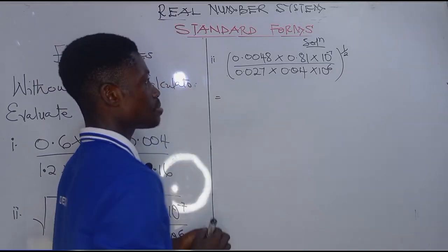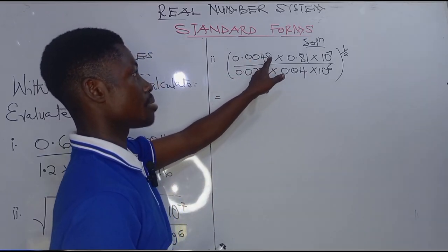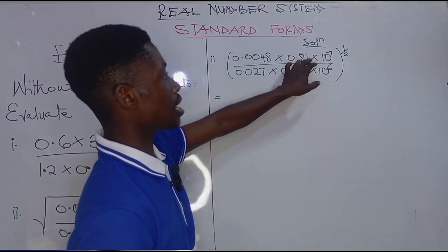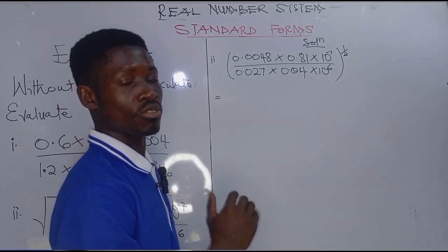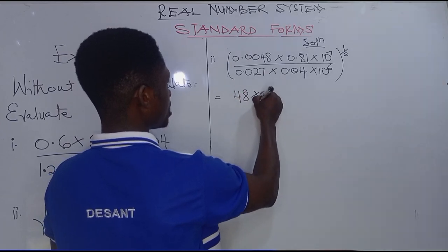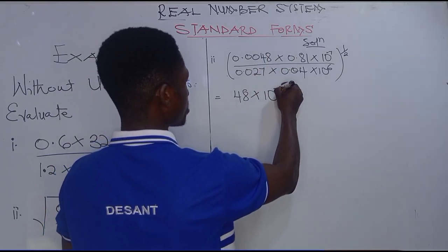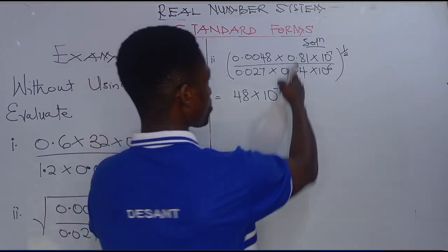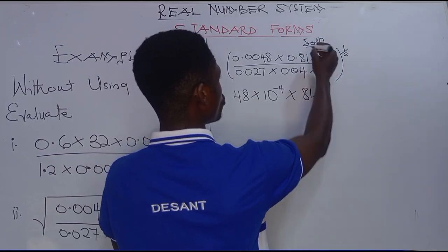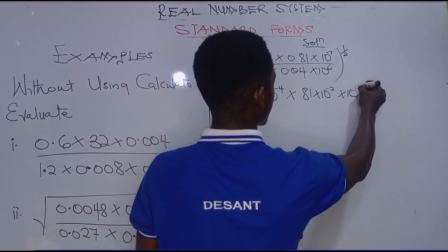Good. So applying the same concepts like the previous example that we did, we are going to express these decimal numbers as whole numbers through the application of the standard form. So we can write this as 48 times 10. How many movements? 1, 2, 3, 4. So times 10 raised to the power negative 4. Then we have 81 times 10. How many movements? 1, 2, negative 2. And then we have times 10 raised to the power negative 7.